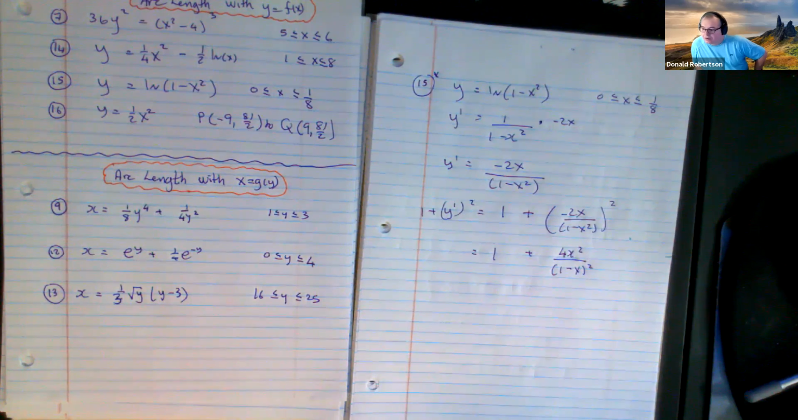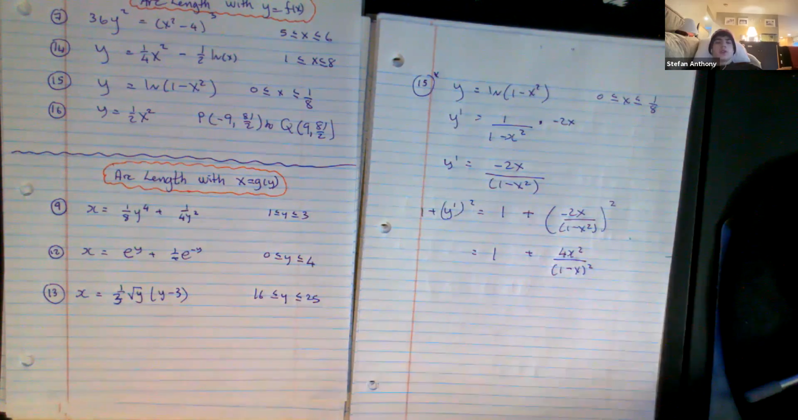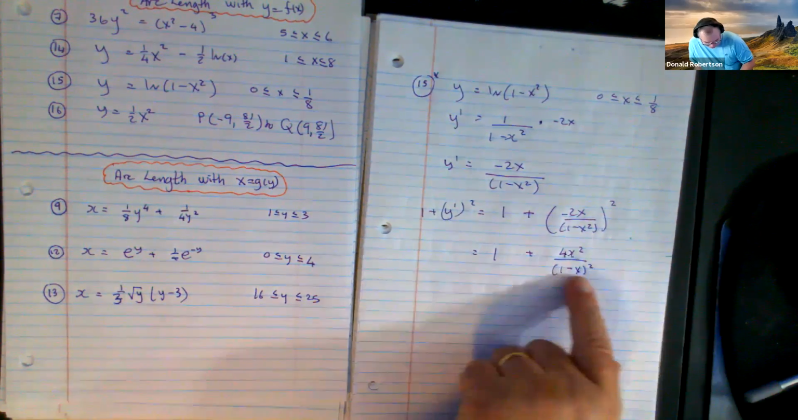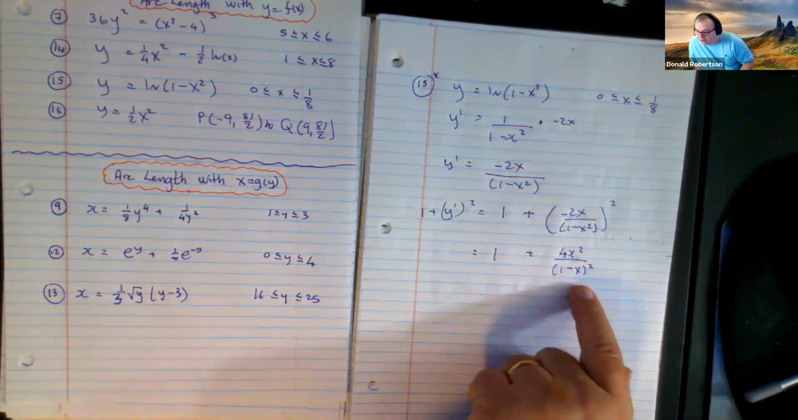Are we good so far? Okay, what do you think I'm going to do next? Think algebra. What are we going to do next? Factor out the fraction. I mean, multiply out the fraction. Oh, so make that 1 minus 2x plus x squared.